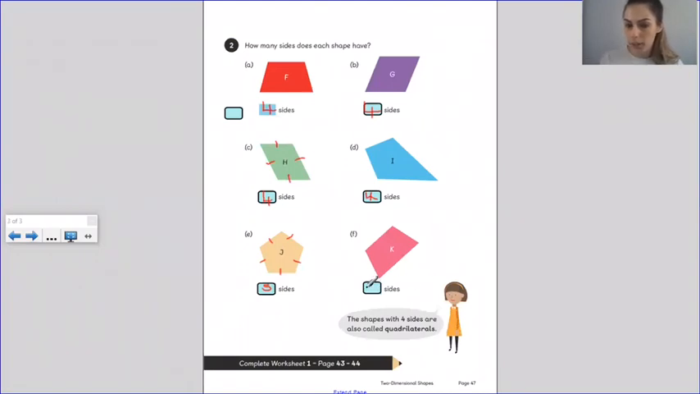And the last one is 4. And what do we call it? A quadrilateral. Would we call this shape here, letter J, would we call this shape a quadrilateral? We wouldn't, would we? Why would we not call it a quadrilateral? It doesn't have 4 sides. So to be a quadrilateral, it has to have 4 sides because quad means 4.